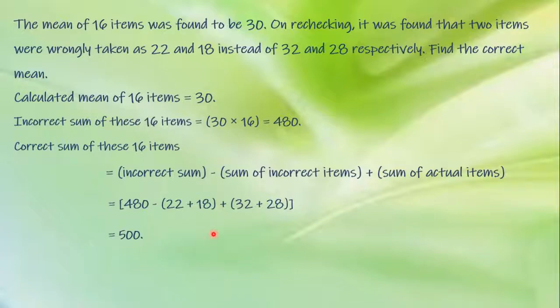We can find the correct mean also. Correct mean will be correct sum divided by the number of items. 16 items are there. So the answer is 31.25. So the correct mean is 31.25.